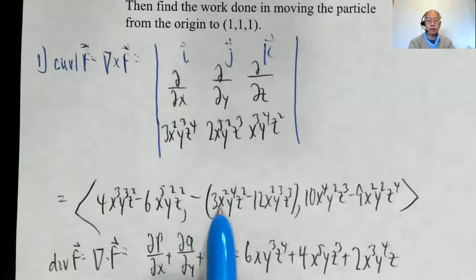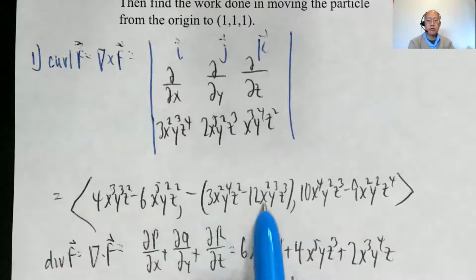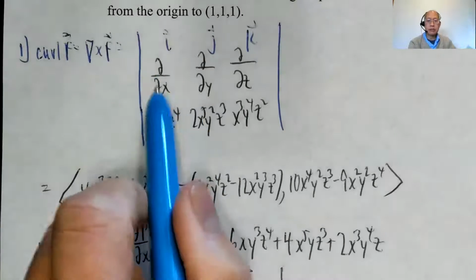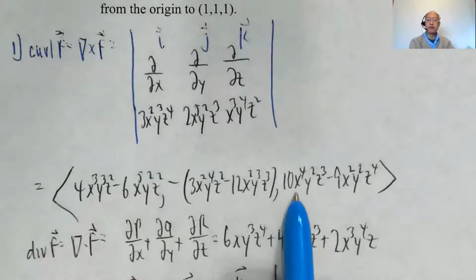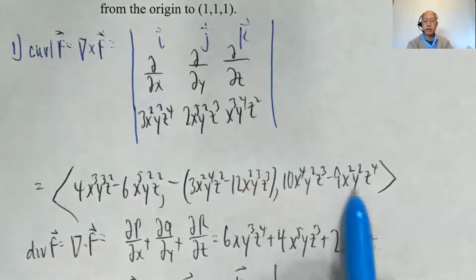minus partial with respect to x of negative 3x squared y to the 4th z squared, minus partial with respect to z of 12x squared y cubed z cubed. And then the k component is that minus that, partial with respect to x of 10x to the 4th y squared z cubed, minus partial with respect to y of 9x squared y squared z to the 4th.